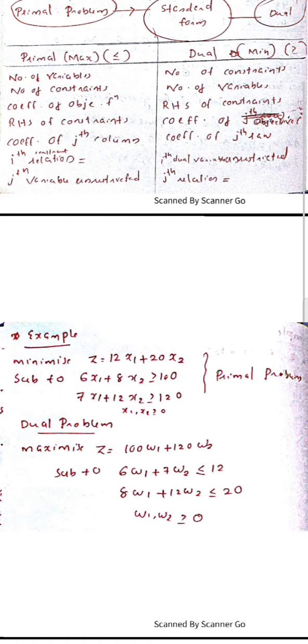ഓക്കെ, ഇവിടെ കൺസ്ട്രെയിൻറ്റ്സ് എന്ന് പറയുന്നത് 6x1 പ്ലസ് 8x2 ഗ്രേറ്റർ ദാൻ ഓർ ഇക്വൽ ടു 100 ആൻഡ് 7x1 പ്ലസ് 12x2 ഗ്രേറ്റർ ദാൻ ഓർ ഇക്വൽ ടു 120. സോ അതിൻ്റെ RHS എന്ന് പറയുന്നത് 100ഉം 120 ആണ്. സോ ദിസ് 100 ആൻഡ് 120 ബിക്കം ദ കോയിഫിഷ്യൻറ്റ് ഓഫ് ദ ഒബ്ജക്റ്റീവ് ഫംഗ്ഷൻ ഇൻ ദ ഡുവൽ ഫോം.